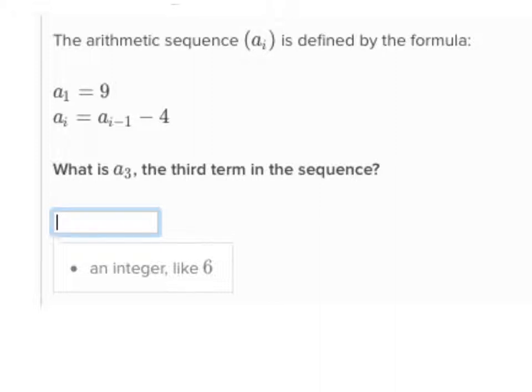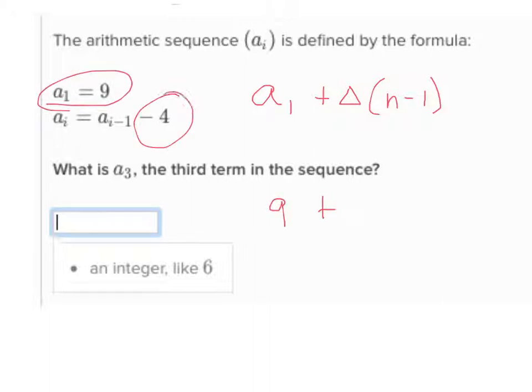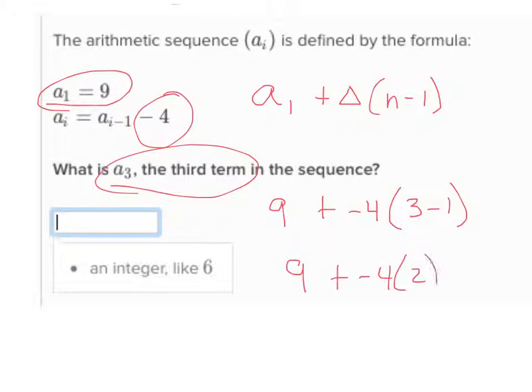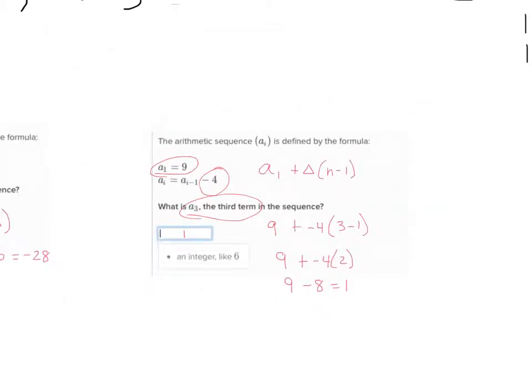Okay, so now do this one, please. So remember the formula on this one. You take your first term and you add to it your change times n minus 1. So our first term, they tell us, is 9. And I add to it my change, which is negative 4, times whatever term I want. I want the third term minus 1. And so that's 9 plus negative 4 times 2, which is 9 minus 8, which equals 1. So my third term in this sequence would be 1. Okay, well, those were all sequences.